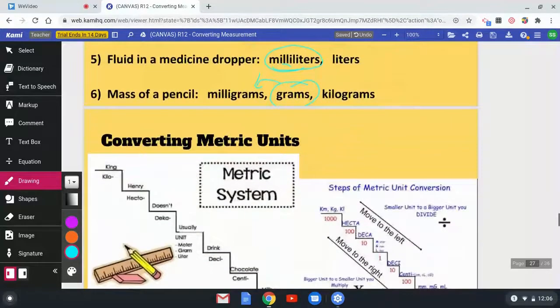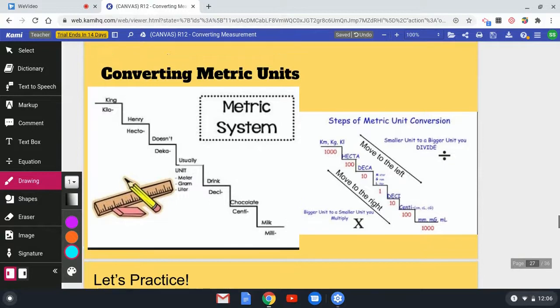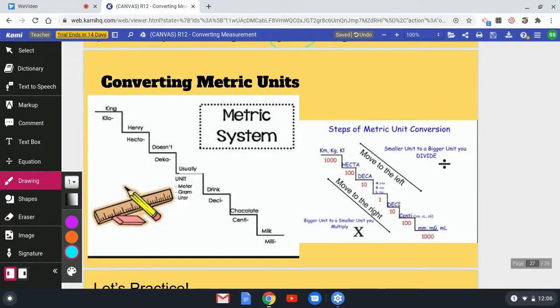So let's talk about converting. You guys may have heard the story about King Henry. It could be told like this. King Henry doesn't usually drink chocolate milk. Or some people say King Henry died unexpectedly drinking chocolate milk. Or King Henry danced merrily down Center Main. Any of those might have been stories that your teachers told you to help you remember the metric system.